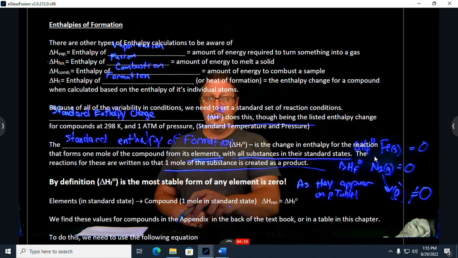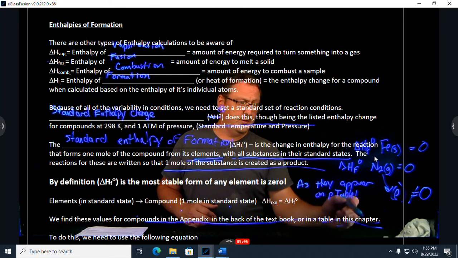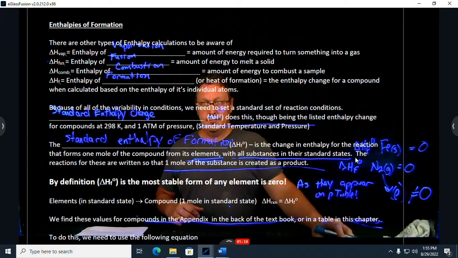Okay, and we're going to find the values for these compounds in our appendix, in the textbook, or in the table in this chapter. And so we're going to find everything we need right there, and that's where we're going to end up working on that.